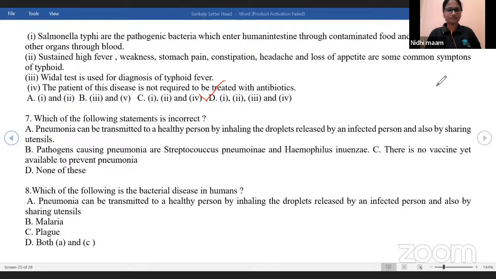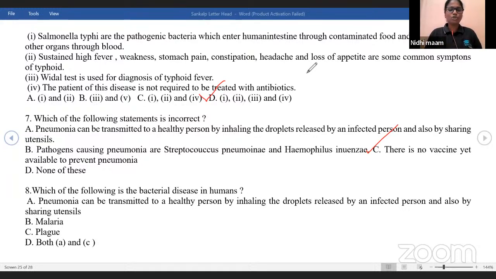Yes, be fast. Swati answered it. Deepak, Vinushri, Sita GD. Option C, there is no vaccine available to prevent pneumonia. That is the right answer. Option C is the right answer.